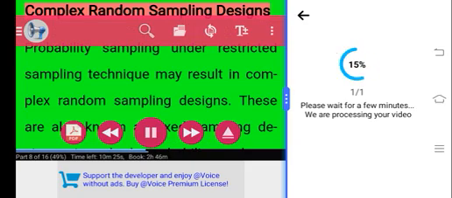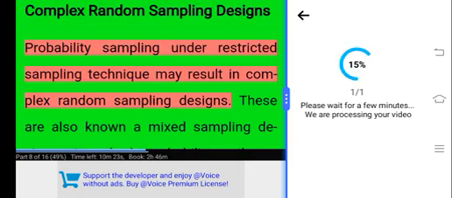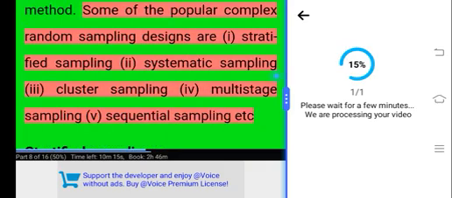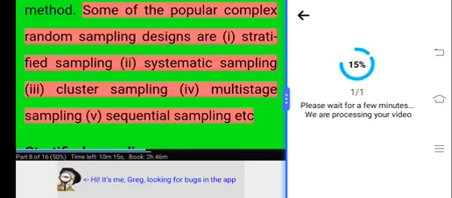Complex random sampling designs. Probability sampling under restricted sampling technique may result in complex random sampling designs. These are also known as mixed sampling designs, since both probability and non-probability procedures are applied in this method. Some of the popular complex random sampling designs are: one, stratified sampling; two, systematic sampling; three, cluster sampling; four, multi-stage sampling; five, sequential sampling, etc.